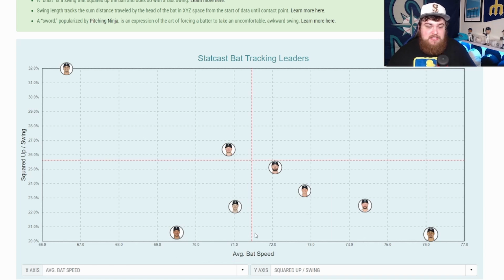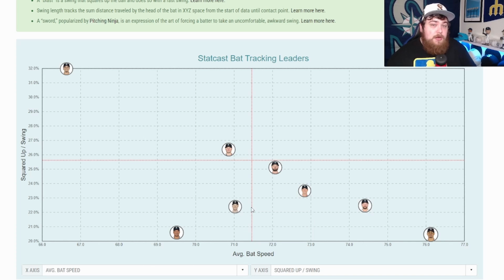So league average bat speed looks like it's right around 71.5 or 71.4, and the league average for squared up percentage looks to be right around 25.7 or 25.8%. Mitch Haniger is right near the league average for both. He's a bit higher on the bat speed, just a little bit lower on the squared up percentage. But Ty France is a little bit low on the bat speed, but a little bit higher on the squared up percentage, so not bad. Cal Raleigh is pretty close to Julio Rodriguez as far as the bat speed is concerned. He's still pretty low on the squared up percentage there. Mitch Garver is right around league average for bat speed, but he is low on the squared up.